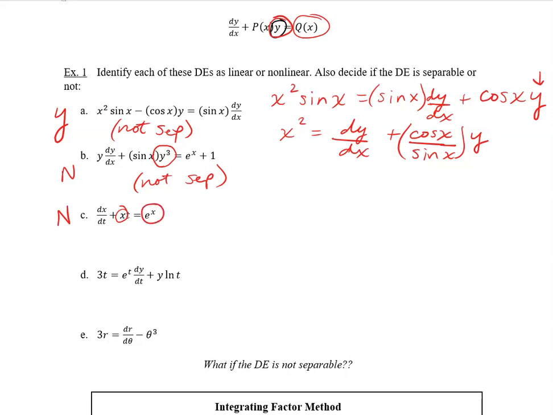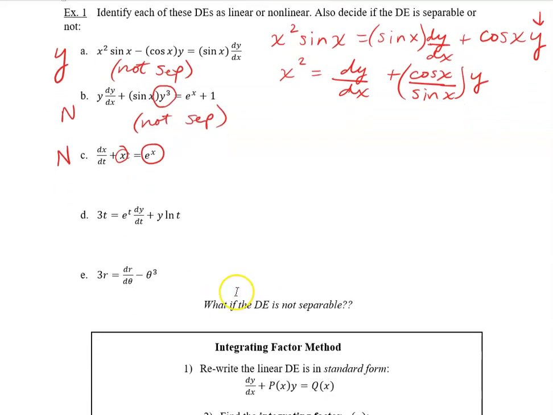In order for this to be linear, this would need to be a function of t, because t is the independent variable. So this q of x, remember, that's in terms of the independent variable. Because this is in terms of the dependent variable now, that does not work. Is this separable? I don't think it is because of that plus sign, so I'm not going to worry about that right now.